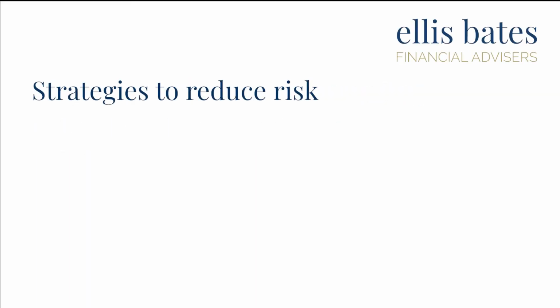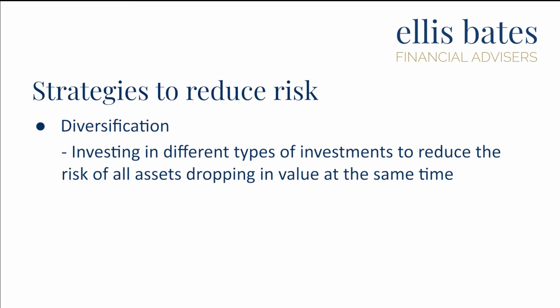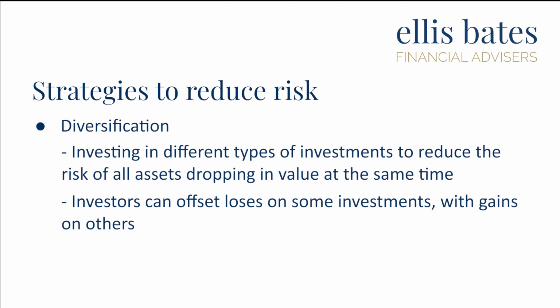There are different strategies in place to help reduce risk when it comes to investing. One key one is that of diversification. In simple terms, this means investing in different types of investments in order to reduce the risk of all assets dropping in value at the same time. Through diversification, investors can offset losses on some investments with gains on others. The old adage of not putting all your eggs in one basket is a good example of diversification.